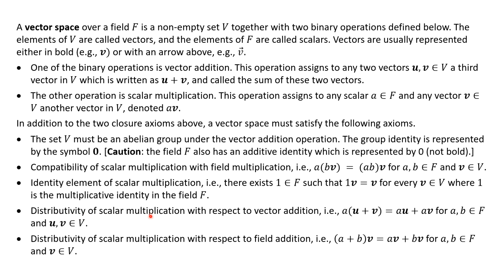Distributivity of scalar multiplication: you have the scalar times the sum, and you just have the scalar times each one added together. Then you also have distributivity of scalar multiplication with respect to field addition. So you have (a plus b) times v, and that's av plus bv. So these two closure properties and these properties here together make the definition of a vector space. And I'll show you some examples which will maybe help clarify things.